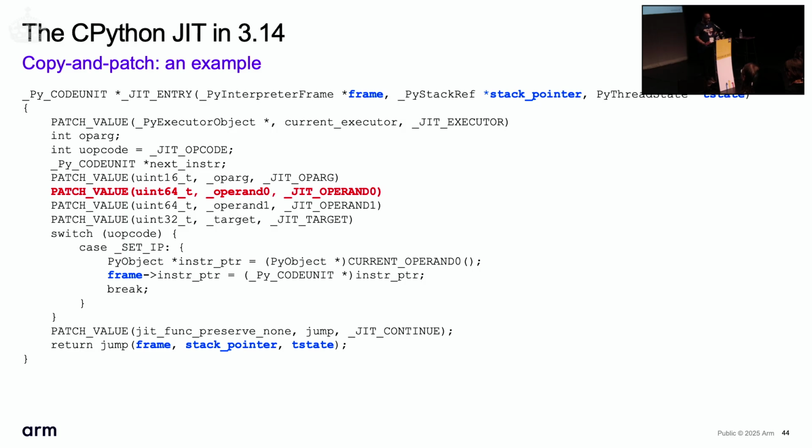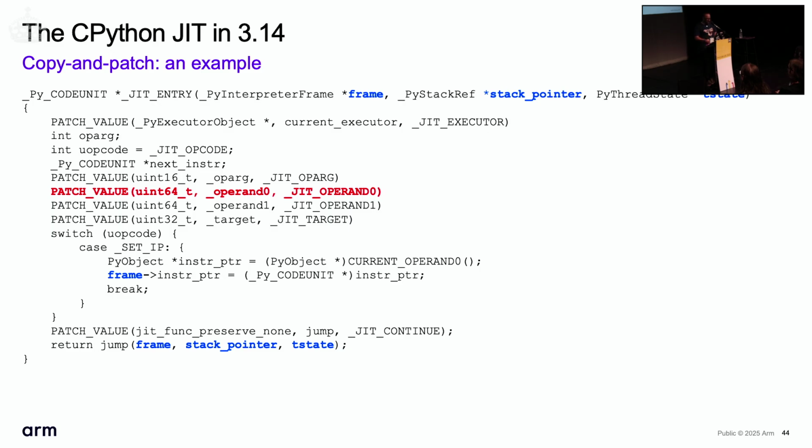Also, I picked setIP because the implementation is very simple, so you can follow along, but for other micro-ops the implementation is much more complicated. Inside this function, you'll also see several patch value placeholders. These are the fields that will be patched at runtime, such as the actual micro-op to execute, its operand, and the target address or continuation point.